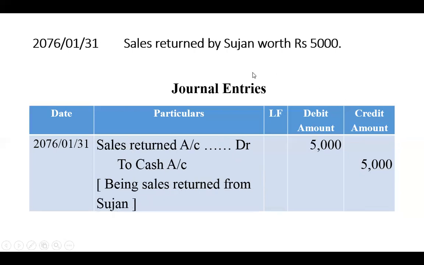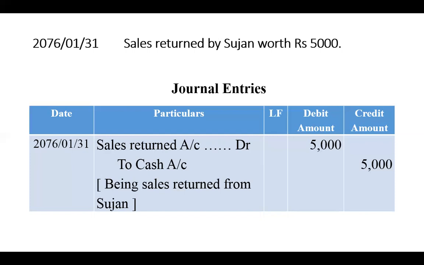Right. Similarly, if there is sales return, then what will happen? Sales you need to write on the credit side, isn't it? But sales return must be written in the debit side. So sales return account DR to cash account. Let us give an example again. You have sold something. When you sell, what are you going to get? You are going to get the money.